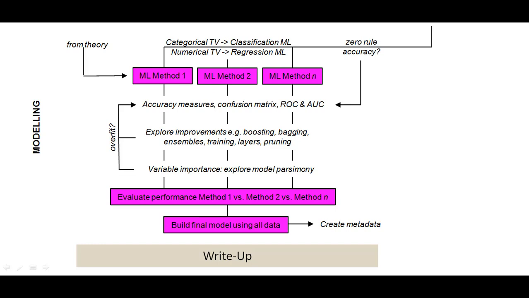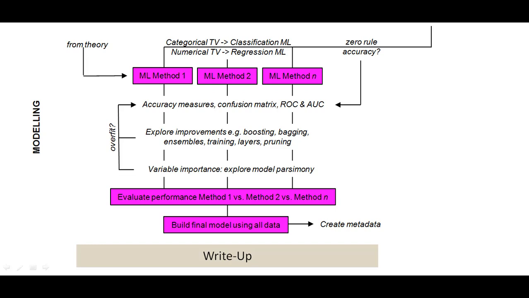Having used the trained subset to create a model, the accuracy or otherwise utility of the model must be assessed using the test subset of data. There are a range of techniques that can be used to evaluate categorical or numerical outcomes. Improvements to the model can be sought for, for example, by optimizing the parameters and using ensemble techniques. Be careful not to overfit the models. They may look accurate, but won't work well in production. Variable importance reports can be used to further explore model parsimony.